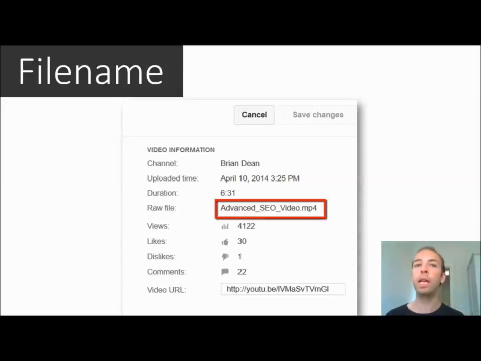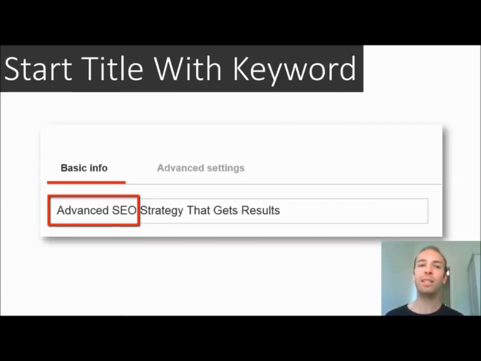included once in your file name and isn't just a file name. So you want to put something before or after a keyword like video or YouTube or something like that to make sure that you show YouTube that you're not just trying to game the system.